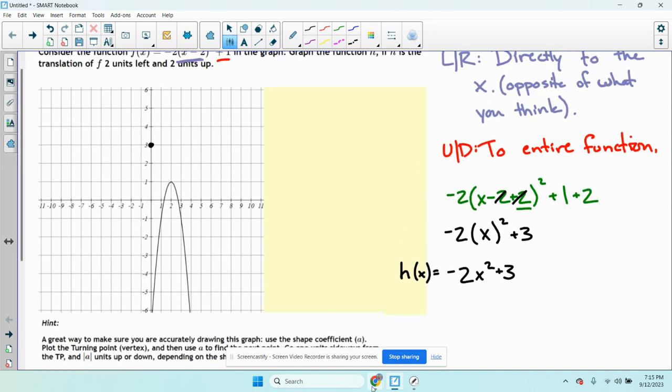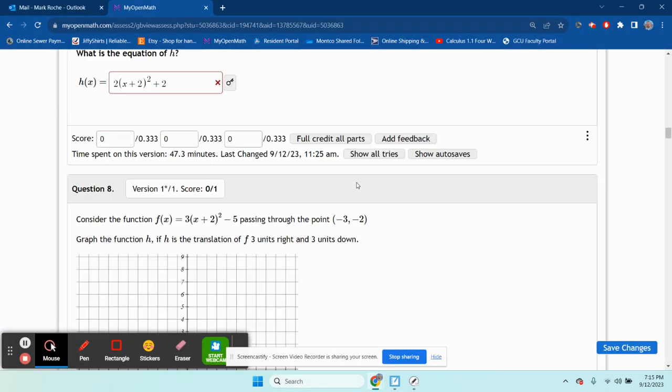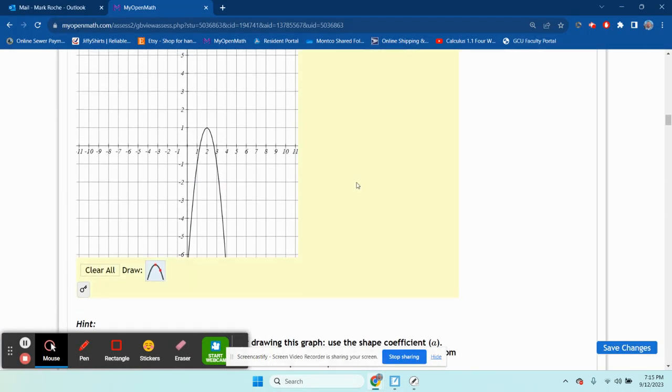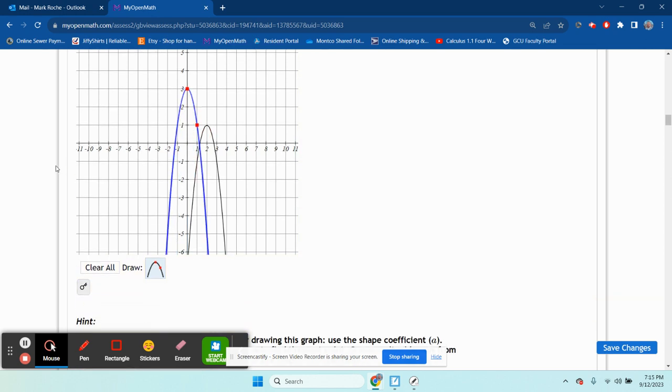So to graph it, I think I have this up. Let me go back. I'm just going to clear all. Start at my vertex, which is 0, 3, and kind of mimic the shape here. So you'll see, if I start here, the next point that I can use is down 2 blocks and over 1. So I'm going to go down 2 blocks and over 1. So it looks like that's the shape I want. Okay.